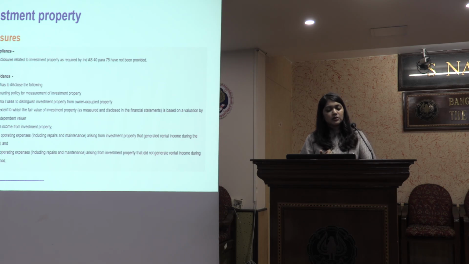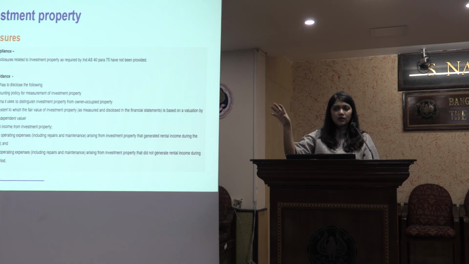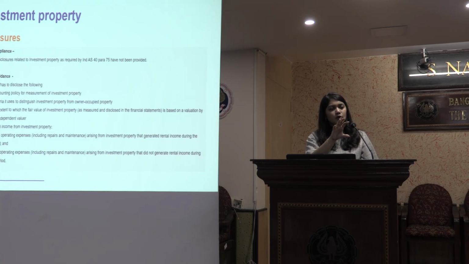Then another disclosure which gets missed is what are the direct operating expenses arising from that investment property. So basically what they have given is that you give a separate sort of P&L for that investment property. What is the rental income from that investment property? What are the expenses on that investment property that are generating that rental income, and expenses that are not generating the rental income? All those things need to be disclosed along with the fair value of that investment property.